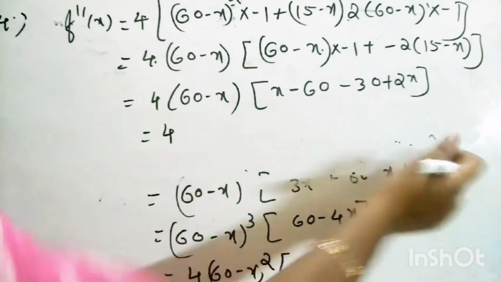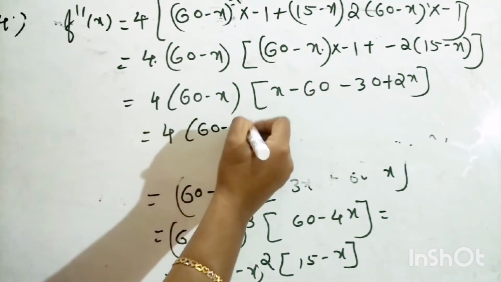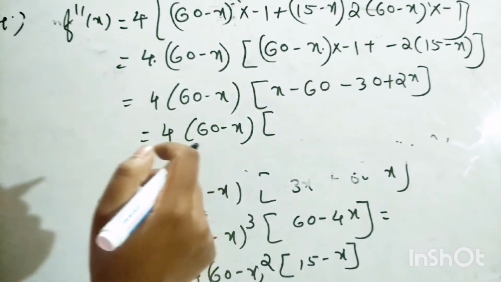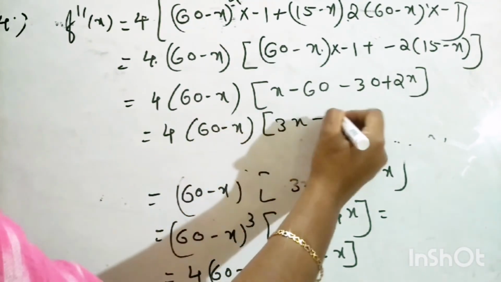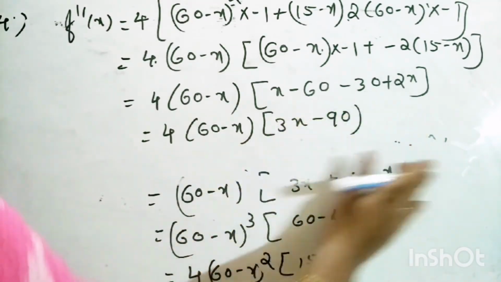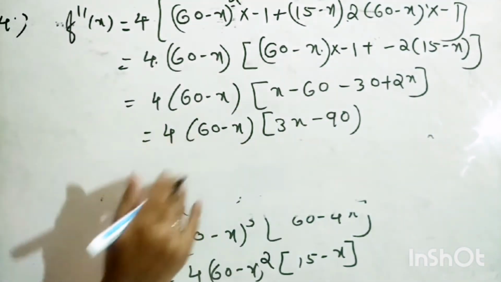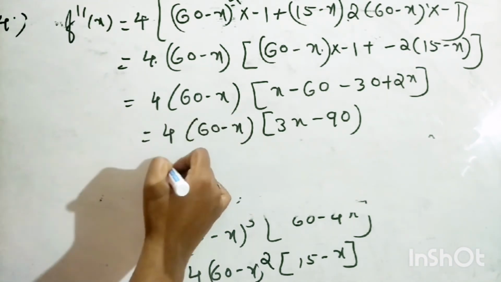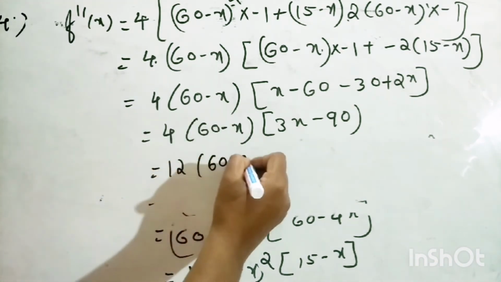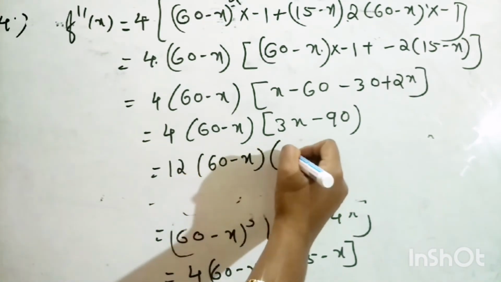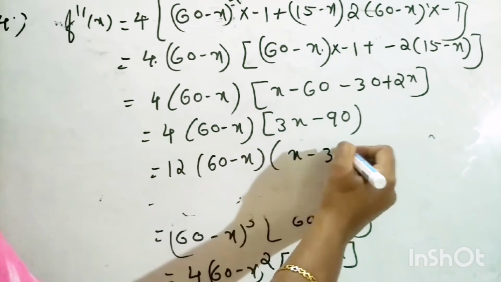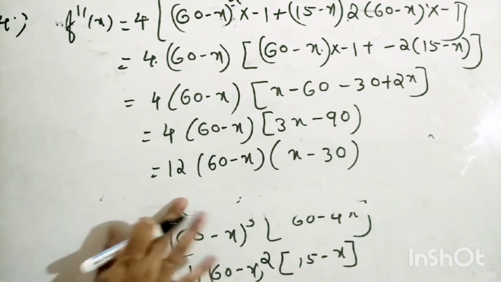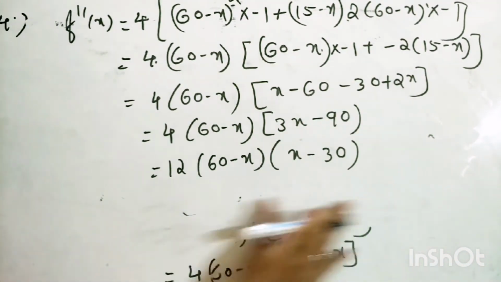This is equal to 4 into (60 - x) into (x + 2x), that is 3x - 90. Now 3 is common, that also we can take outside. So if we take 3 outside, then 3 into 4 is 12. 12 into (60 - x) into (x - 30).